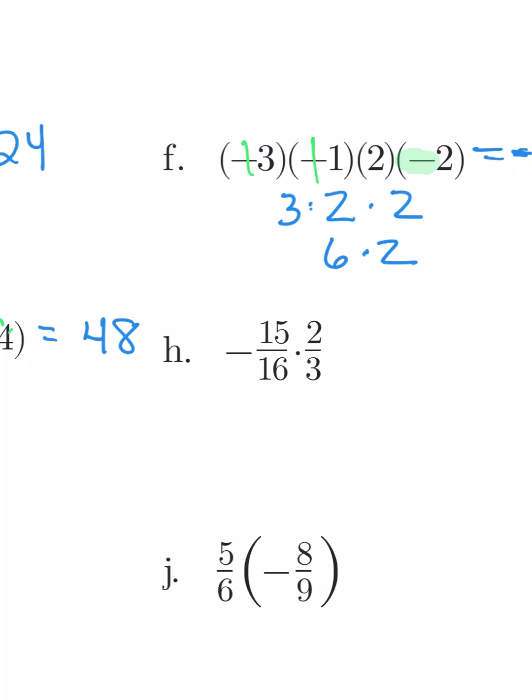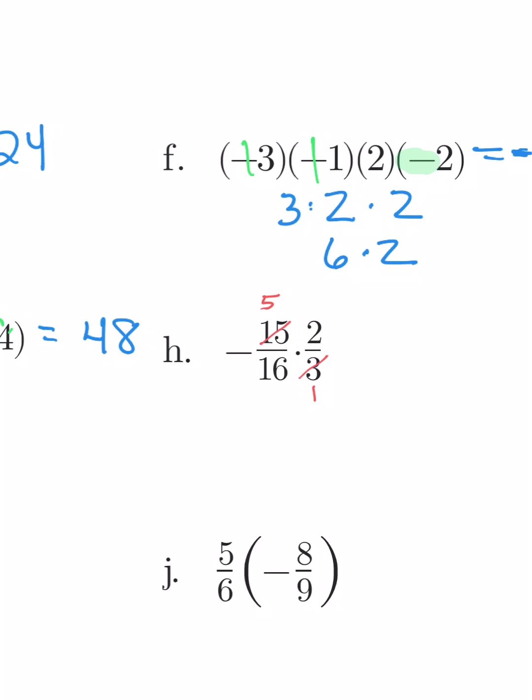So on this one, I have 15 and 3 are both divisible by 3. If I divide 15 by 3, I get 5. If I divide 3 by 3, I get 1.